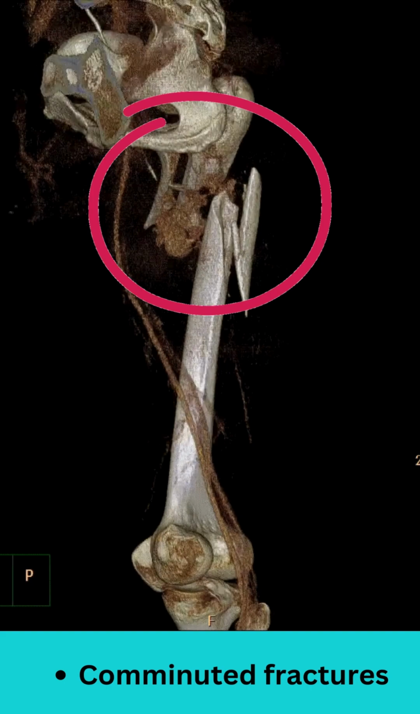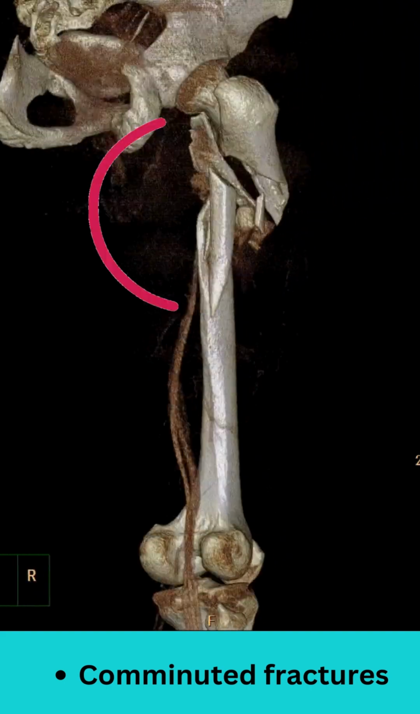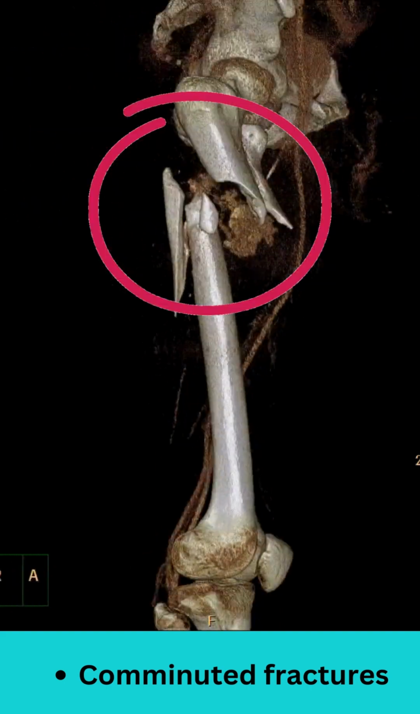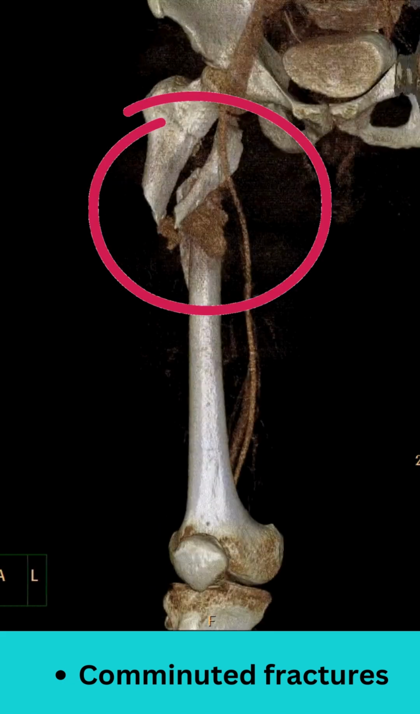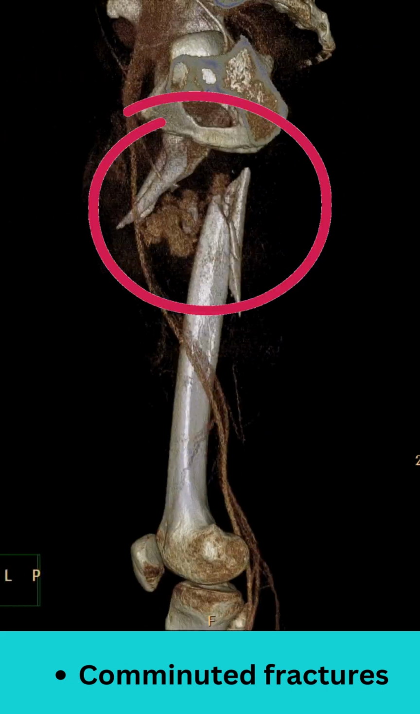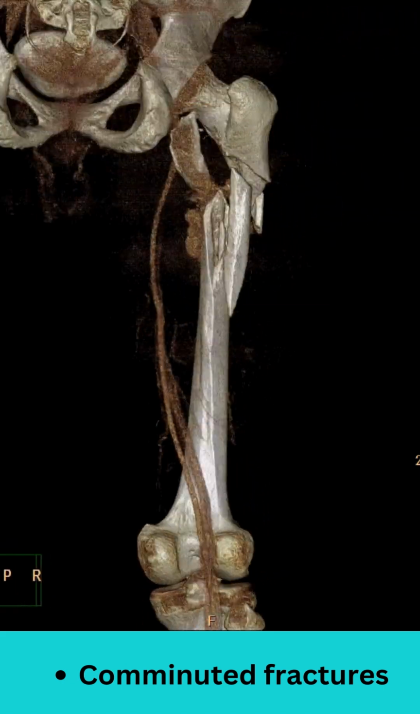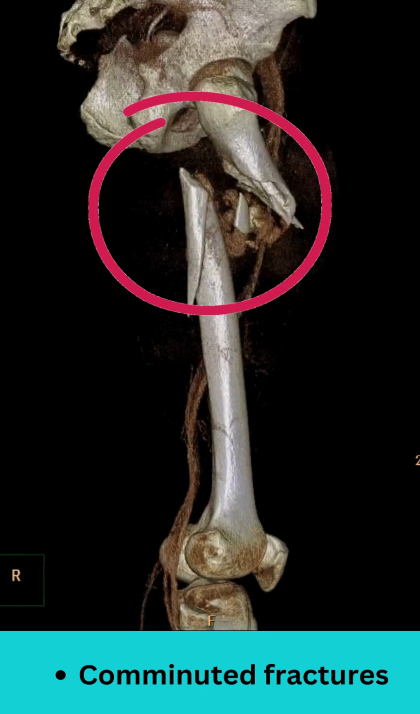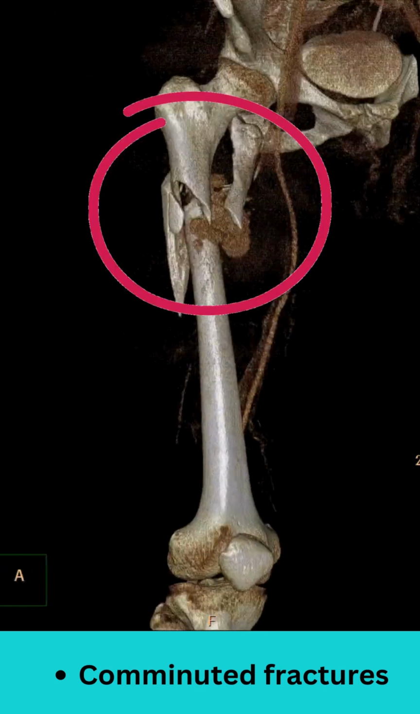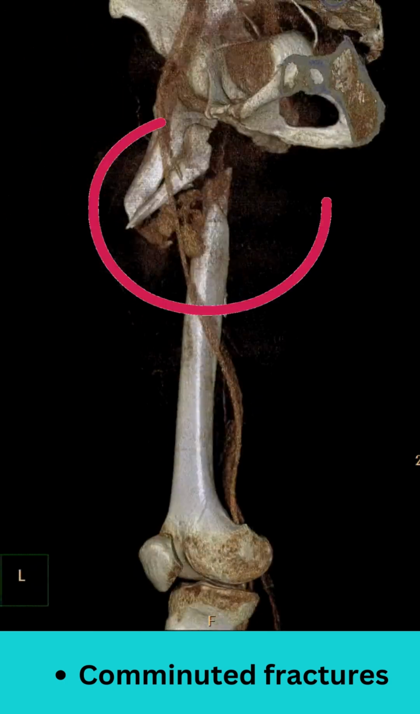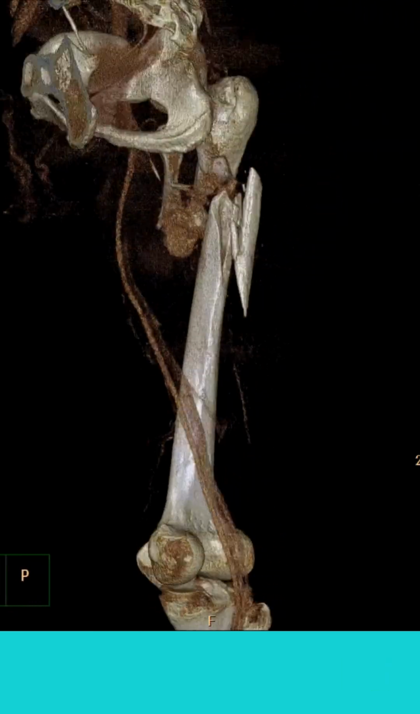Comminuted fractures: here the fracture fragments are more than 2 in number. They are further subclassified into less than 50% comminution or more than 50% comminution. Butterfly-shaped fractures are also included in this group.